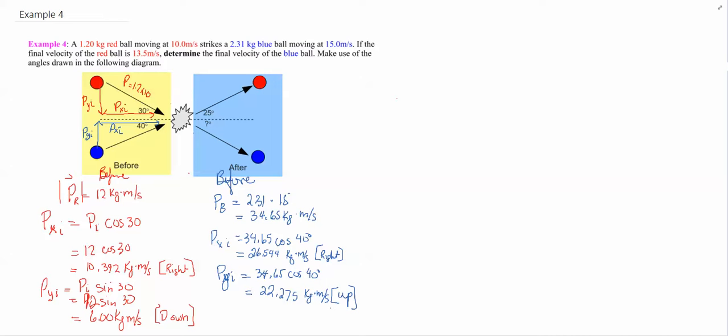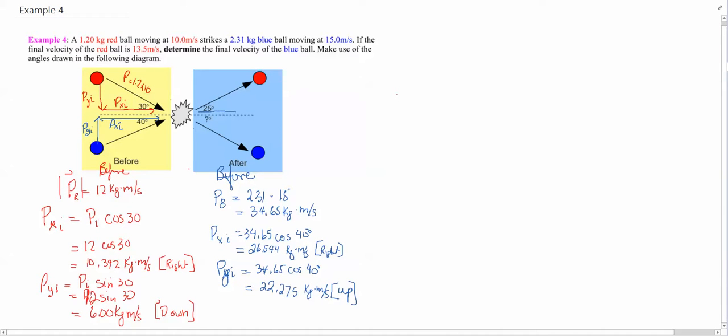The next place where we need to do vectors is after. So the red ball after. We've got the momentum of the red in the x direction final, and the momentum in the y direction final, and it's at an angle of 25 degrees. So after, for the red, we need to find the magnitude of the vector after, and that's its mass of 1.2 kilograms times 13.5 meters per second, and that gives us 16.2 kilograms times meters per second.